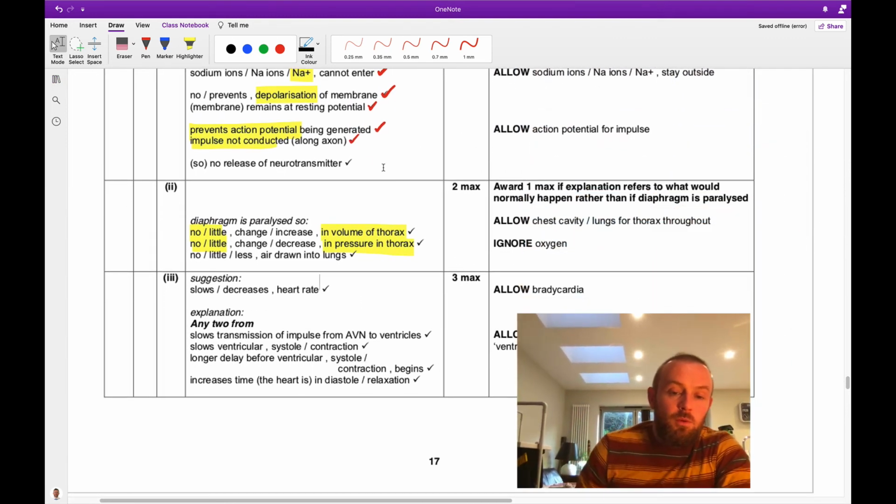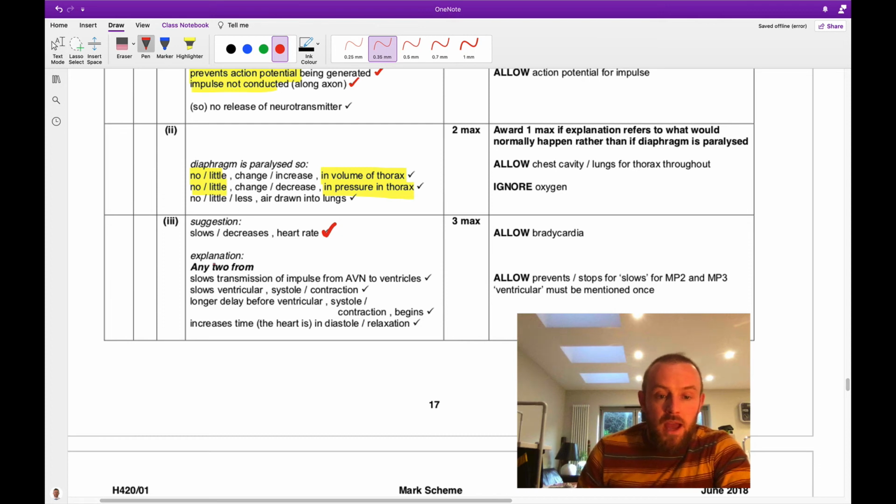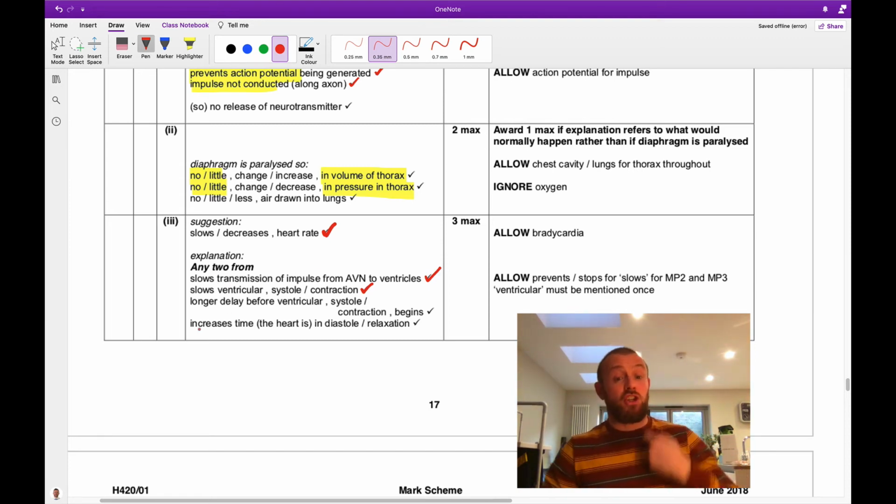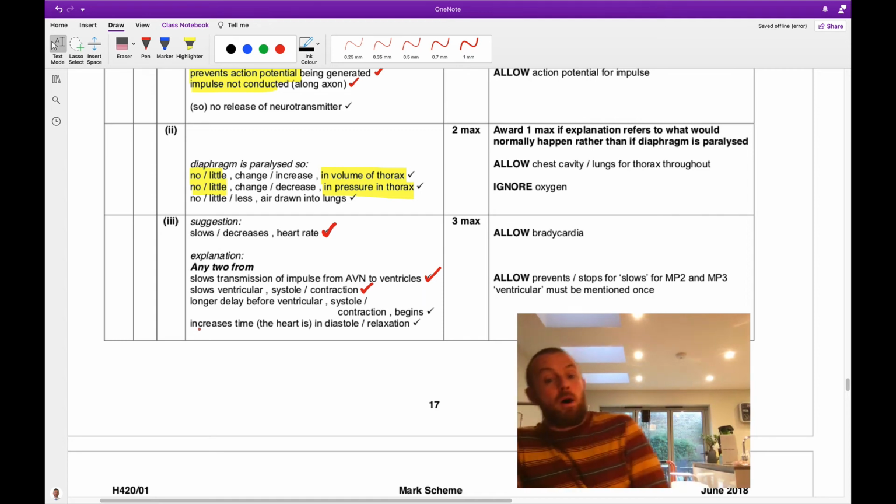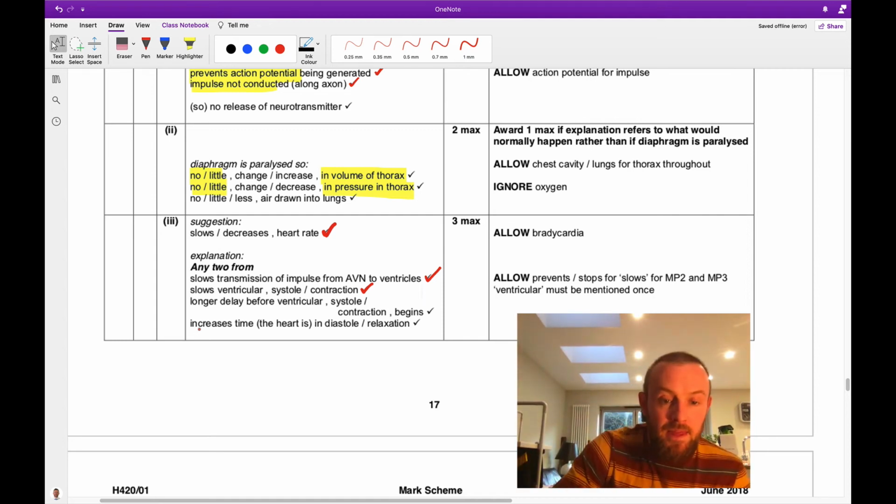Okay, so first of all, we get a mark for saying it slows the heart rate. So explanation, any two of these: slows the contraction, I said; slows transmission of the impulse from the AVN to the ventricles, yes. I think I said it makes the spread of depolarization slower, which I think would get that mark.